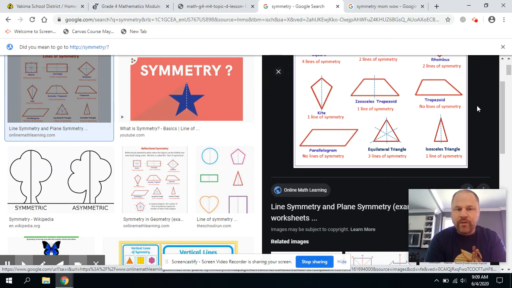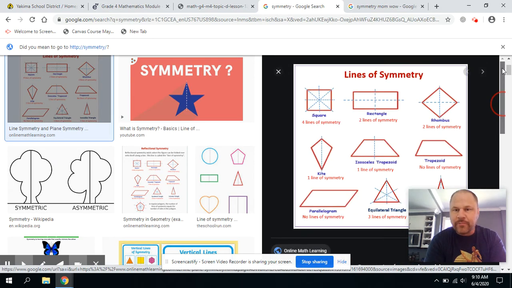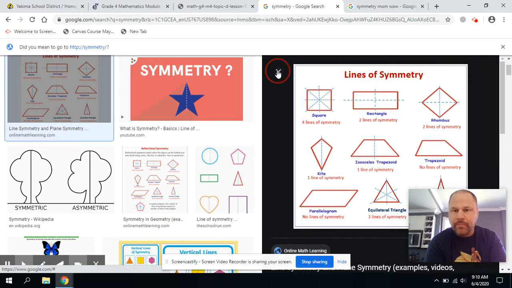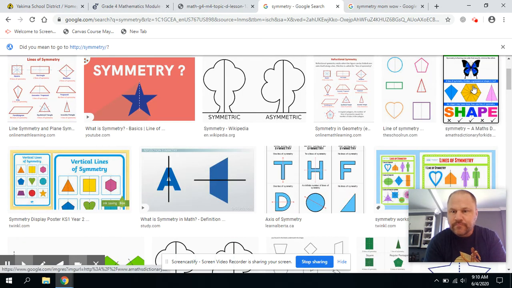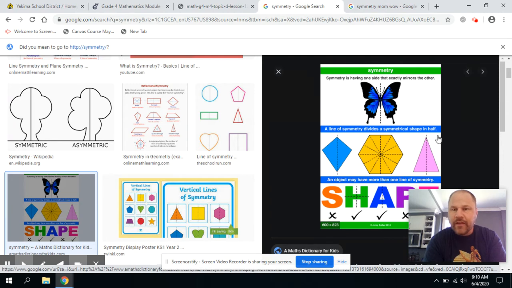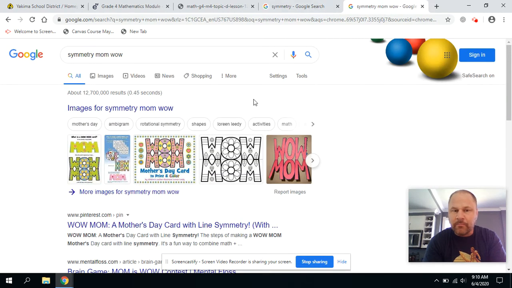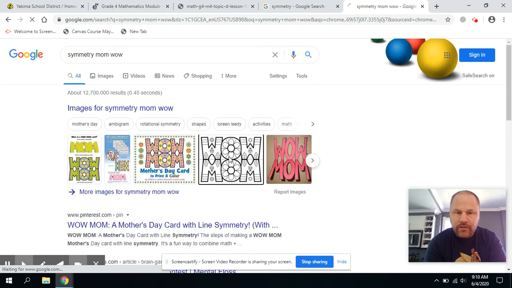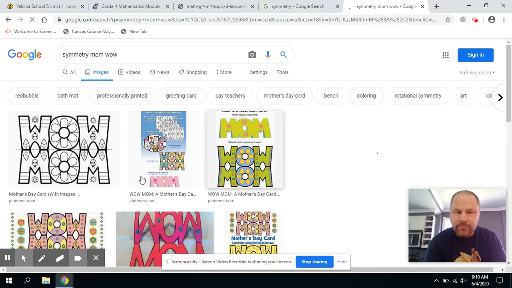And then one thing I wanted to show you is, well, there's a lot of examples. You look at the butterfly. The butterfly has a line of symmetry down the middle. It doesn't have it this way because if you fold it, the antenna doesn't match up with this, for instance, but here it does. And then also I kind of like this one. The words mom and wow have symmetry, which we have used in the past for making a Mother's Day card, as you see.